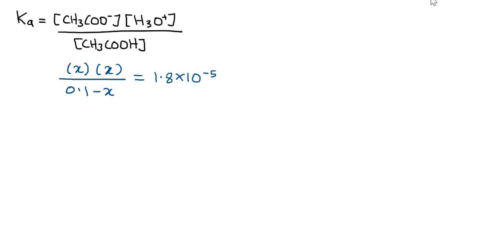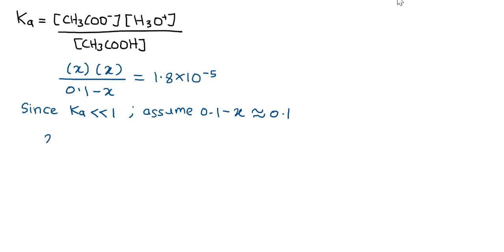Since the value of Ka is very small, we can assume that the value of x is also small, so 0.1 minus x approaches its initial value, which is 0.1. Then find the value of x. So x squared is equal to 1.8 times 10 to the power of minus 6. So x is equal to 1.34 times 10 to the power of minus 3 molar.